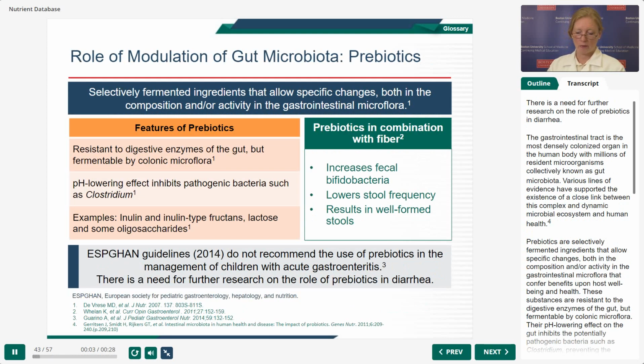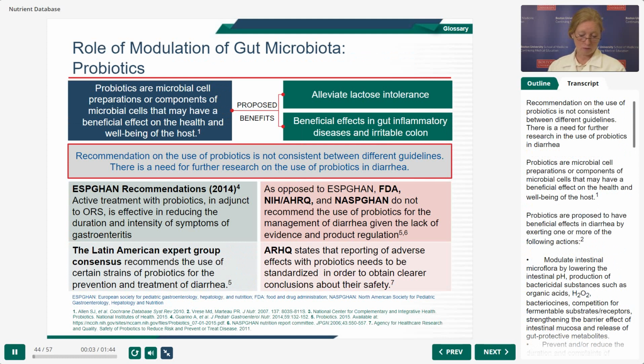A word on gut microbiota, and we will talk very briefly on substances such as prebiotics and probiotics. At this point, ESPGHAN and other guidelines do not recommend the use of prebiotics in the management of children with acute diarrhea, and the reason is that there is not strong evidence and we need further research. Also, in terms of probiotics, the idea is that they could probably alleviate lactose intolerance and have beneficial effects on inflammation. As you know, recommendations on the use of probiotics are not consistent between guidelines. There is a great deal of ongoing research with respect to probiotic use in the prevention and treatment of diarrhea caused by infections.